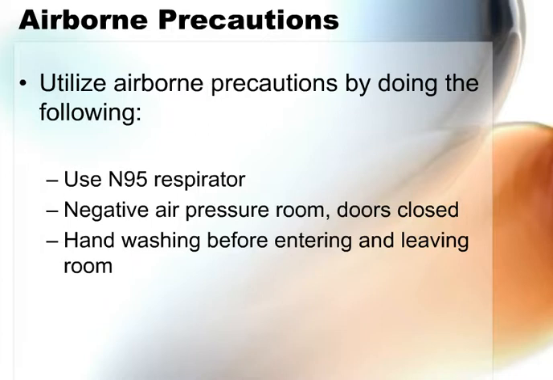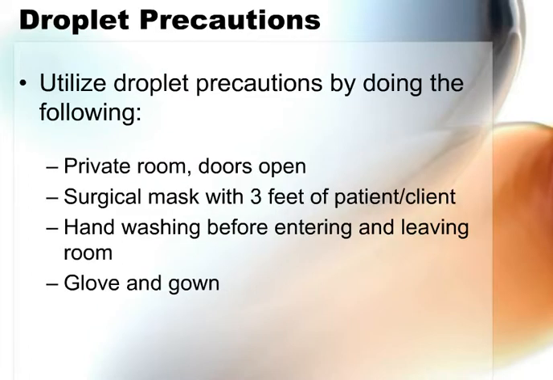When airborne precautions are necessary, use the following: an N95 respirator, a negative air pressure room with the doors closed, hand washing before entering and leaving the room. Utilize droplet precautions by doing the following: a private room with the doors open, a surgical mask within 3 feet of the patient or client, hand washing before entering and leaving the room, gloves and gown.